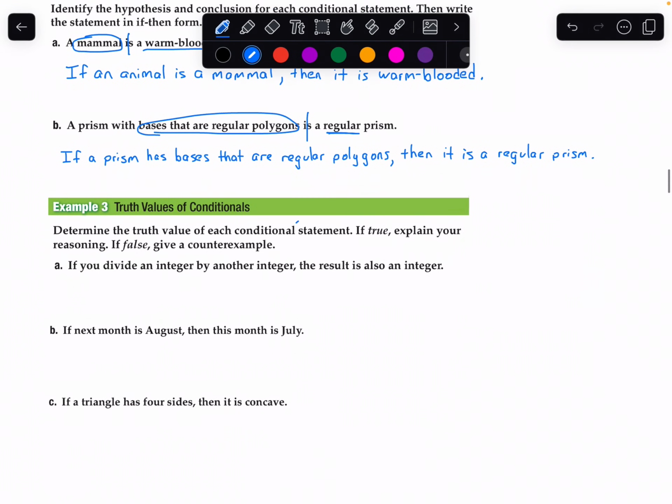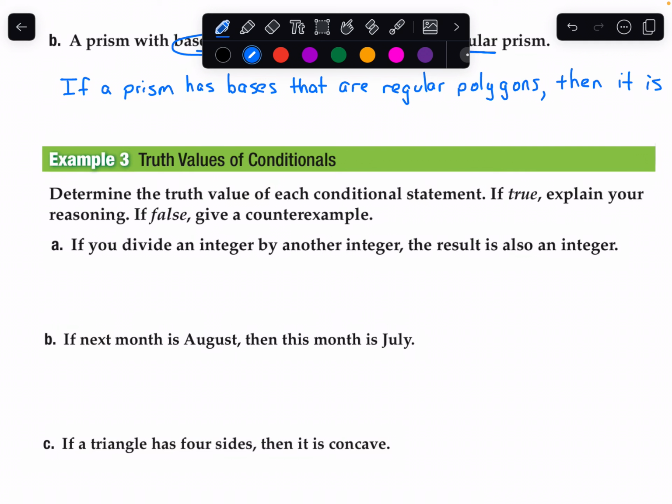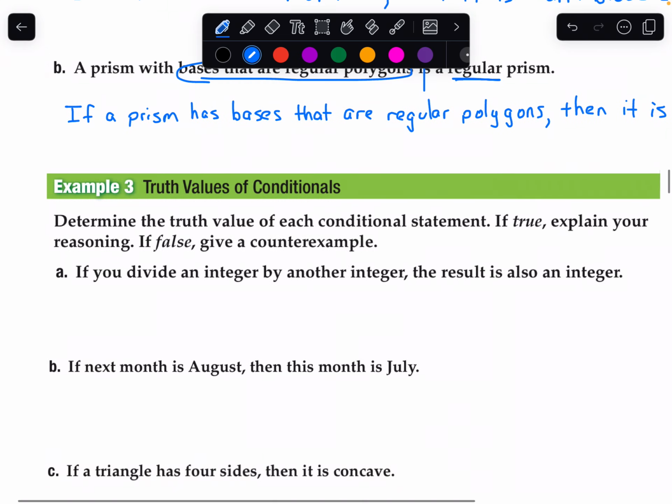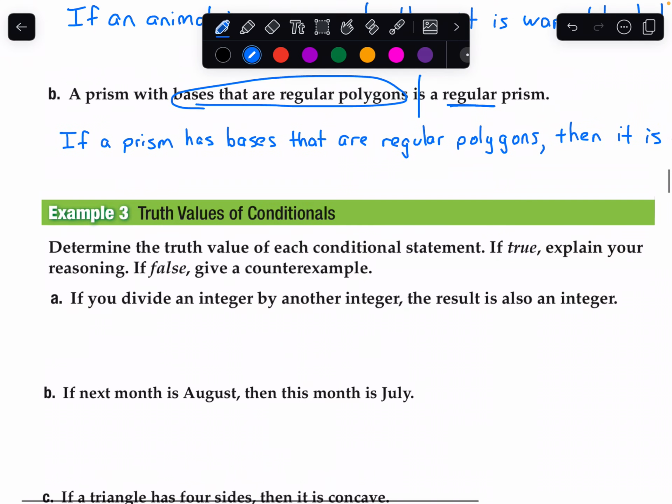Example 3. Truth values of conditionals. Determine the truth value of each conditional statement. If true, explain your reasoning. If false, give a counterexample. Here we will start by identifying the hypothesis and conclusion of each statement and identify each of those pieces as true or false. This will help us give a justification for why the whole conditional is true or false.